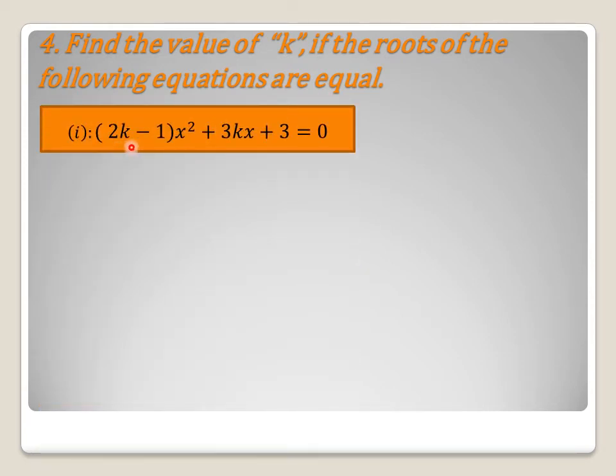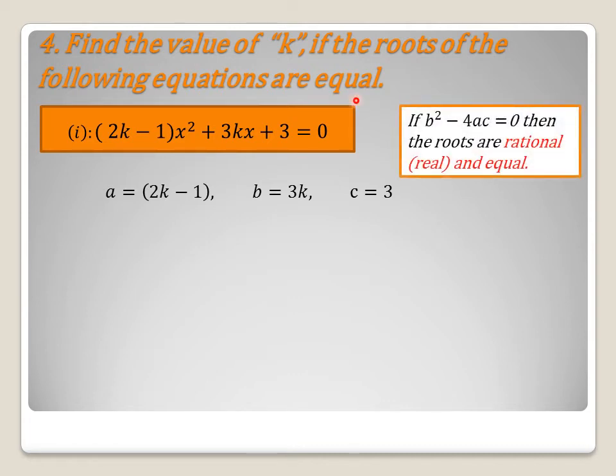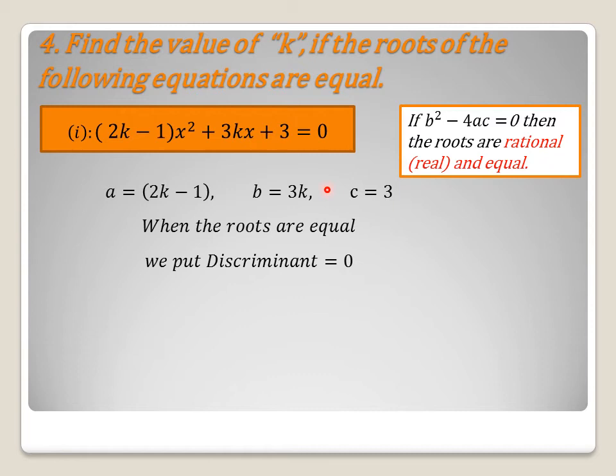This is the first part, 2k minus 1 whole into x square plus 3kx plus 3 equals to 0. We will take the values of a, b and c. The coefficient with x square will be a, the coefficient with x will be b, and the constant term will be c. When the roots are equal, we have learned 4 conditions of the roots. In those conditions, if b square minus 4ac is equals to 0, then the roots are rational, real and equal. So we know that roots are equal when our discriminant is equals to 0. So we will put the discriminant equal to 0, b square minus 4ac equals to 0.